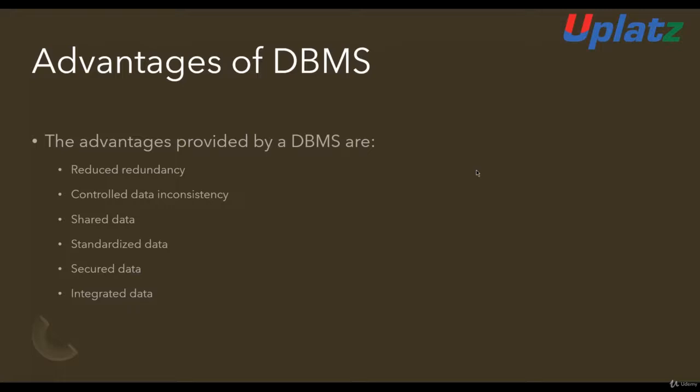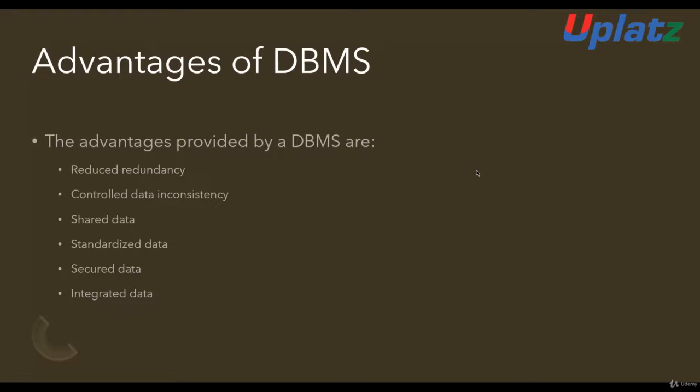Now, second advantage, that is controlled data inconsistency. What exactly does this mean is that when the redundancy is not controlled, there may be occasions on which two entries about the same data do not agree. That is, one of them stores updated information and the other does not. At such times, the database is said to be inconsistent.